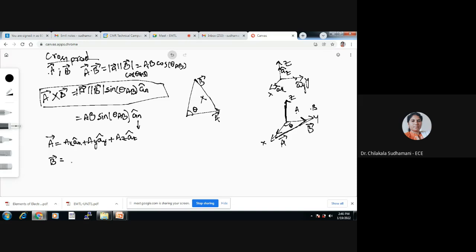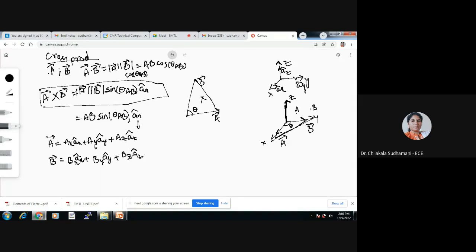Now, what are the magnitude components? The magnitude components are given as Bx, By, and Bz. What about the direction components? Here we consider the same plane, right? So the direction components are not going to change: Ax cap plus Ay cap plus Az cap. These are the direction components.